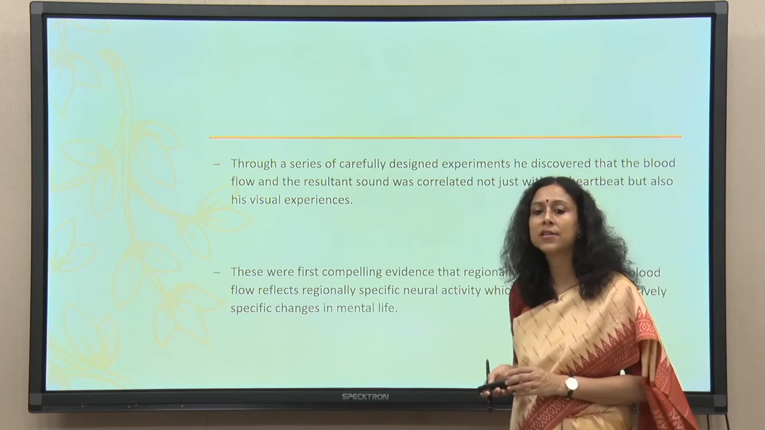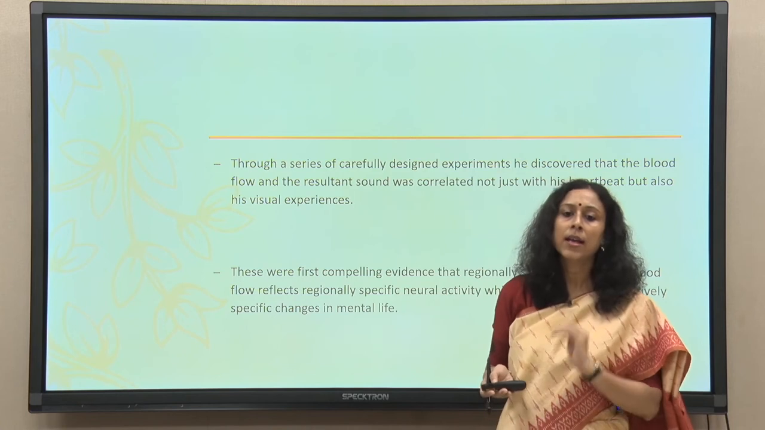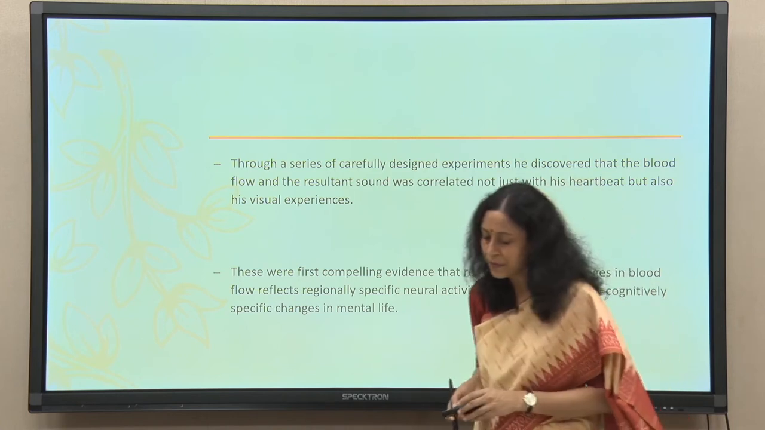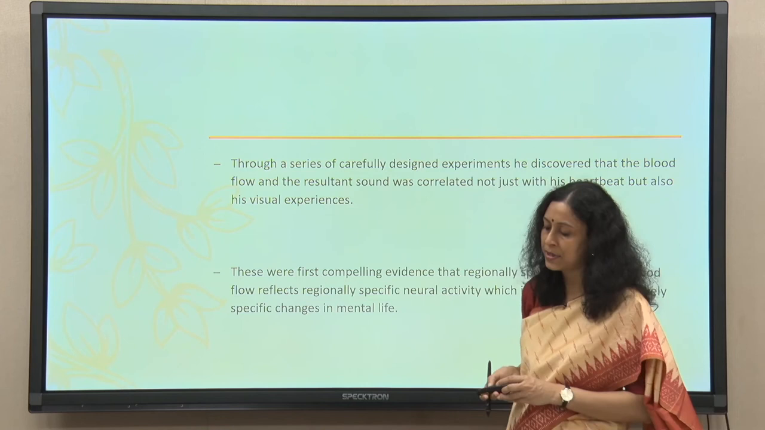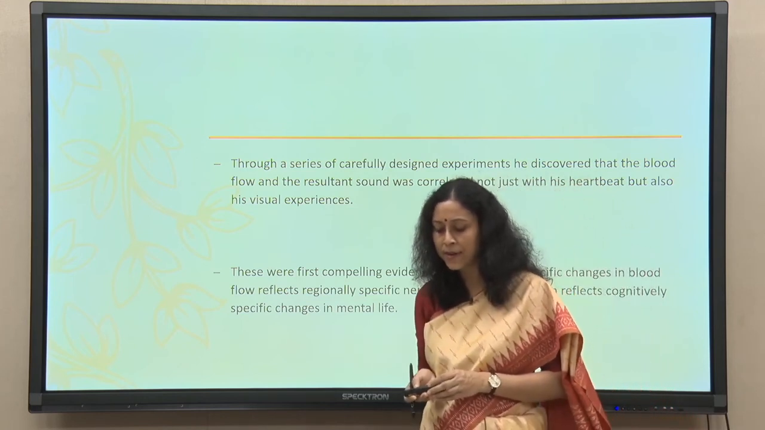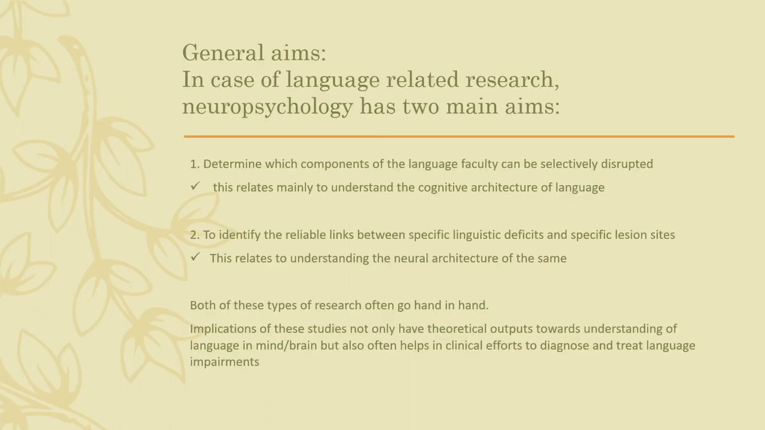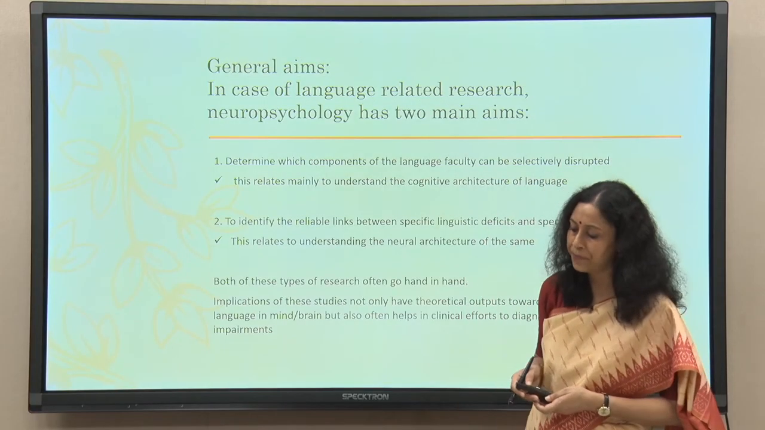So, the amount of blood flow that kept fluctuating also kept disturbing his visual sensation to a large extent. These were the first compelling evidence that regionally specific blood flow can alter neural activity in that particular area. So, regionally specific changes in blood flow reflect regionally specific neural activity. There is a correlation between blood flow and activity at the neuronal level. These are some of the first pointers to that aspect. In fact, this is the fundamental premise on which a lot of methods are based today.